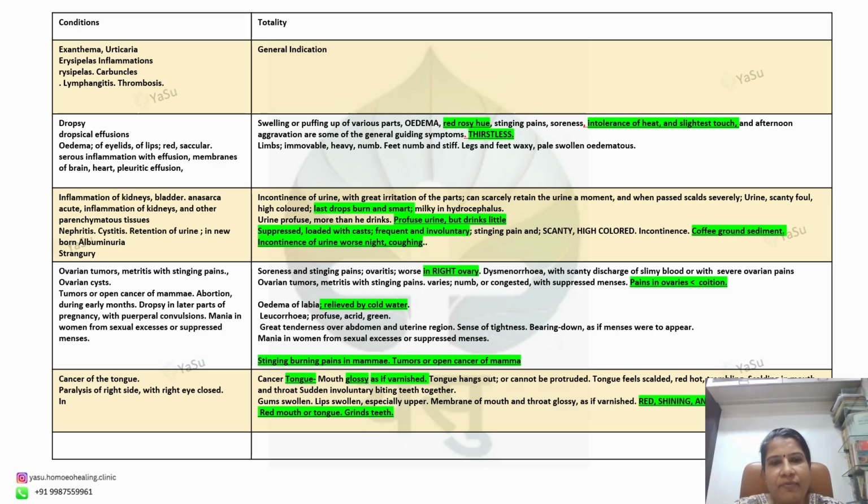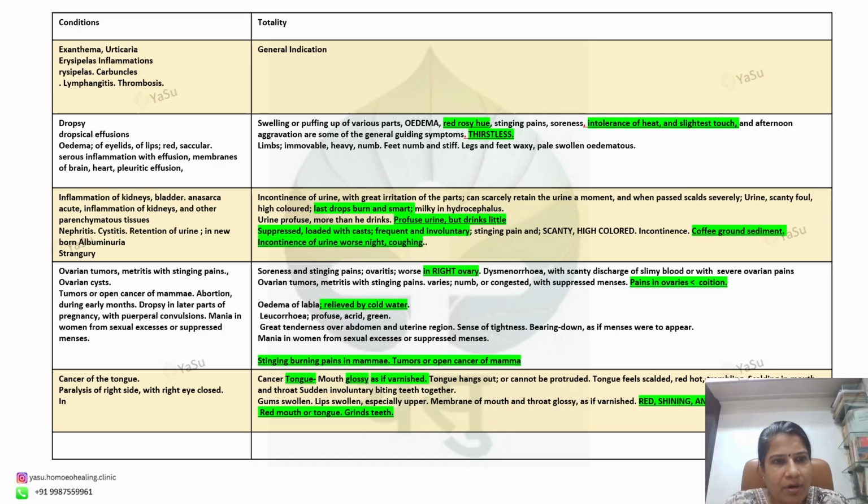Edema of the labia, which is relieved by cold water. Leukorrhea would be profuse, acrid, and grave. Now, great tenderness over the abdomen and uterine region. So, touch and tenderness, we already know patient is aggravated. Sense of tightness, the peritonitis may be there. Bearing down as if menses were to appear. And the type of pains are stinging, burning pains all over.